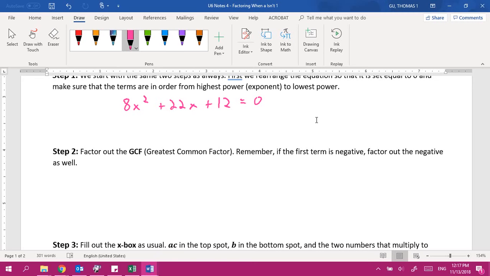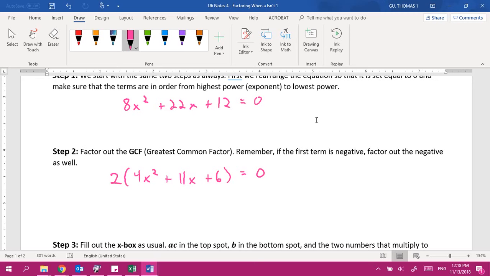What would it be? 2, that's right. 2 is the biggest number that I can divide out of all of those numbers. So we factor out a 2, and that's pretty much like dividing every term by 2. So what is left inside the parentheses then when I divide every term by 2? 4x squared, right? Plus 11x. Plus 6, that's right. Equals 0, that's right. So there we go. We factored out the greatest common factor, which is 2. And now look, our numbers are a lot smaller. It's going to be easier to work with.